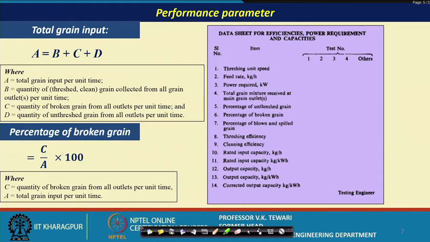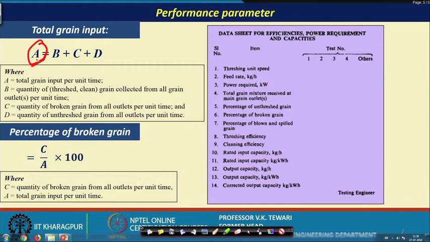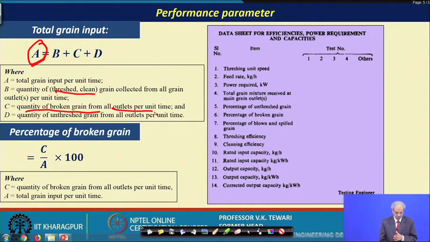Now, we see here that A, the total grain input per unit time, is what is available between B plus C and D. See, quantity of threshed clean grain, then the quantity of broken grain from all outlets, and then the quantity of unthreshed grain from all outlets. So, if you put them together, this is what you get, the total grain input.